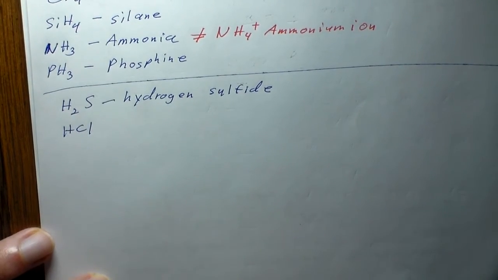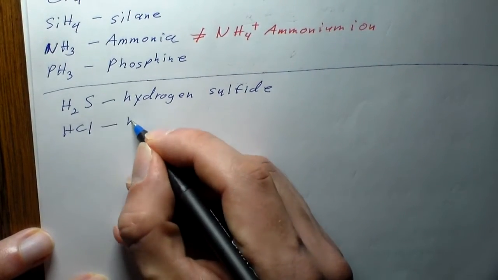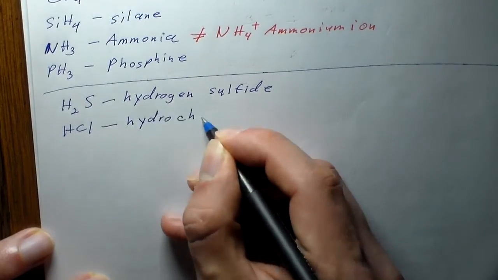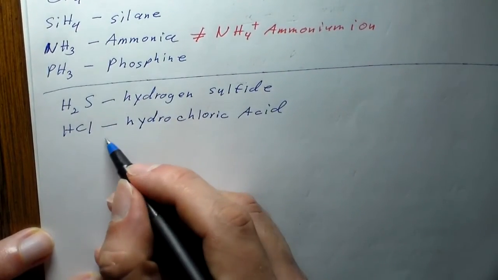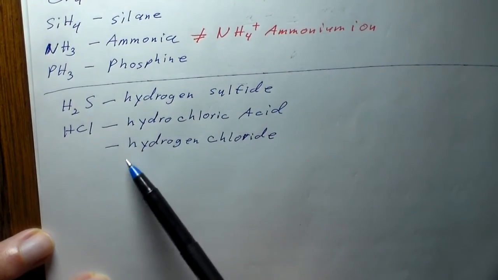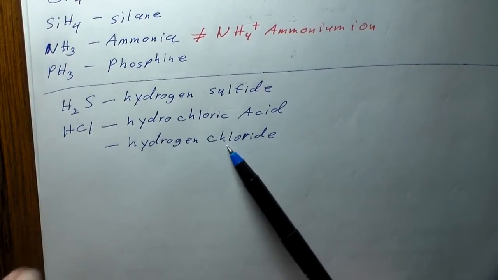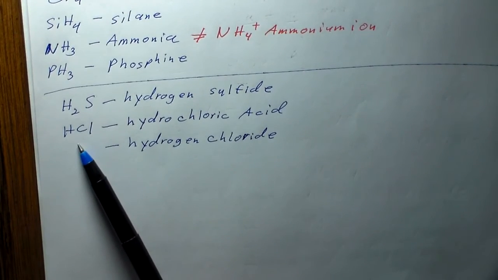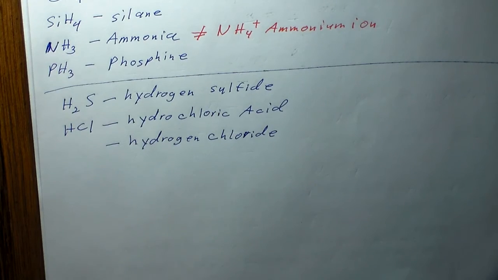Same thing down here with the HCl. Now, of course, we know this as hydrochloric acid, but this can also be called hydrogen chloride. So it's hydrogen chloride, or hydrogen monochloride, because again, it's always going to be HCl. It's never going to be H2Cl. It's always just going to be HCl in that case.